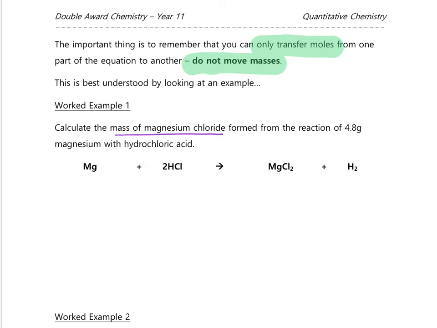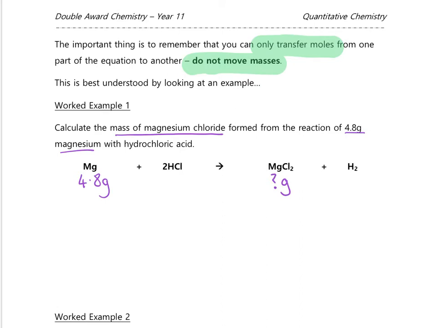Okay, so I've been asked to calculate the mass of magnesium chloride. So I find that in my equation. Magnesium chloride is MgCl2, and I put a question mark at that. That's what I've been asked. And it says it's from the reaction of 4.8 grams of magnesium with hydrochloric acid. So I have the mass of 4.8 grams of magnesium.